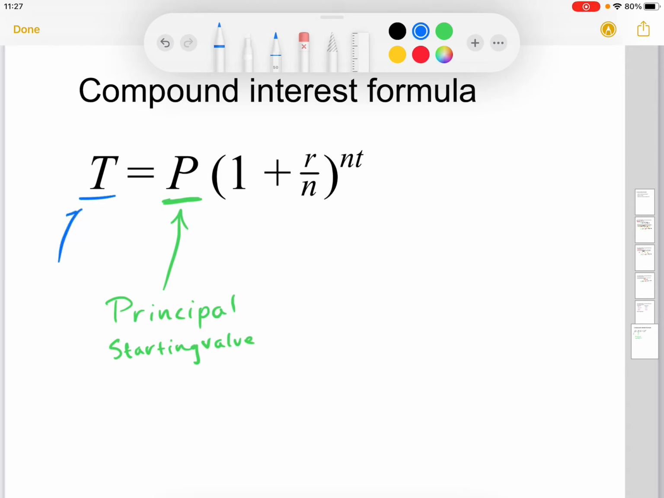T over here representing the same thing it has in the past as the total. That 1, once again, standing for that 100% that we're kind of adding to. Now we get over into 3 other variables. So R is going to be the growth rate. In this case, most often it's going to be the annual percentage.